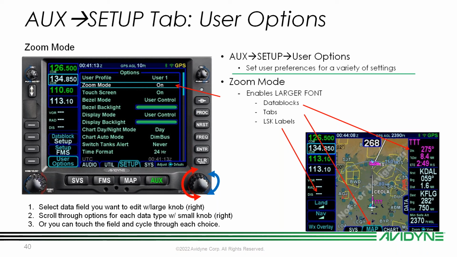So of course, how to get there is we're in the AUX page, we're in the setup tab, and then the user options line select key on the left. And of course, we know that we're on that because the cyan block around it is visible. So we know that we are in user options.